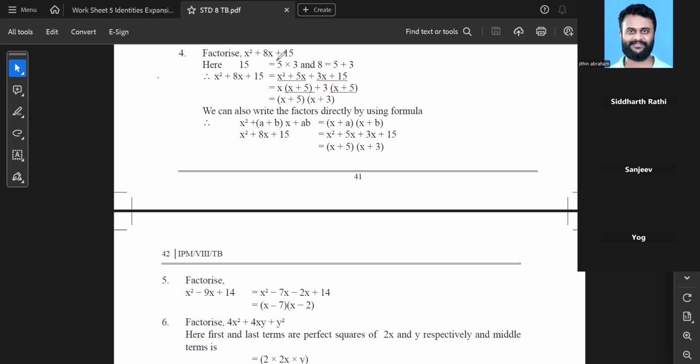Let's try to factorize this expression, x square plus 8x plus 15. So again, it's the same story. You cannot take a single number or single expression common from all the terms. In this case, whenever you see such kind of equations, they have a name. Do you remember what that name is? Quadratic equation. Yes, very good, very good. The name is quadratic equation.